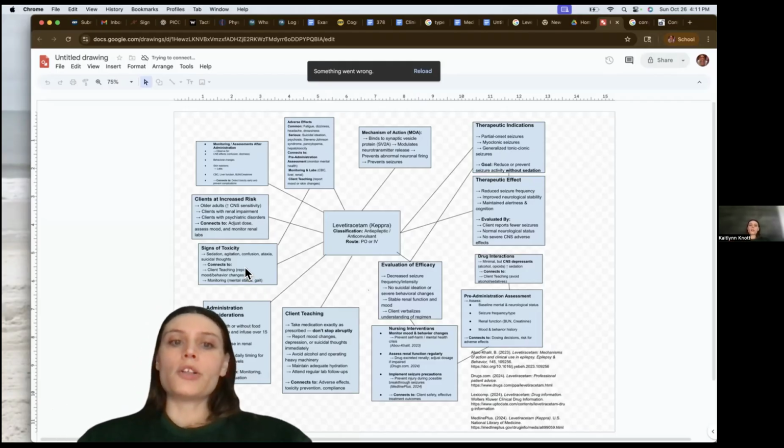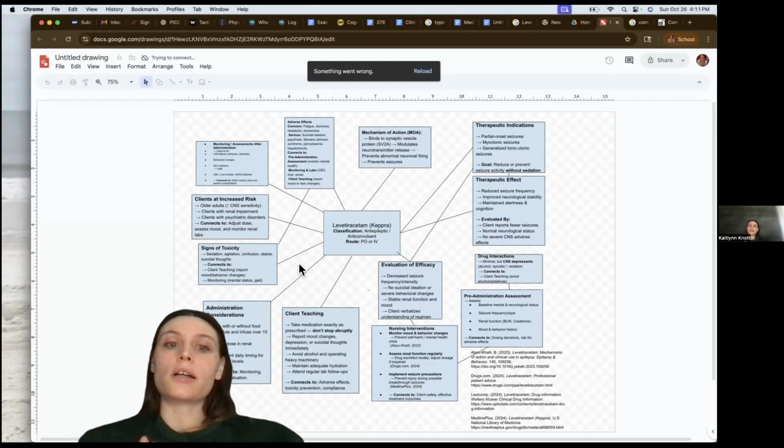So we're going to move up to the signs of toxicity. So sedation, agitation, confusion, ataxia, and suicidal thoughts. And then those are going to connect to the client teaching. So we've got to make sure that they're reporting mood and behavior changes and that we're monitoring the mental status. And then another thing to watch is the gait, which could have an effect on the sedation and the confusion, just seeing how they're walking and maintaining their regular way of going about.